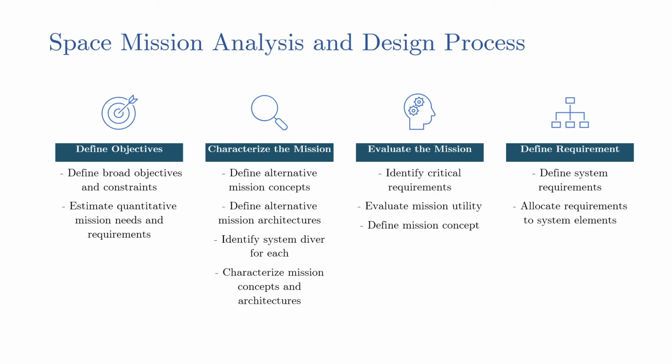In step 2 is where all the possible orbits, spacecraft, and mission concepts are considered. The next step is evaluating the mission in order to achieve the objective. Then we define the requirements, and those can change and are flexible depending on the relationship between design features and requirements.